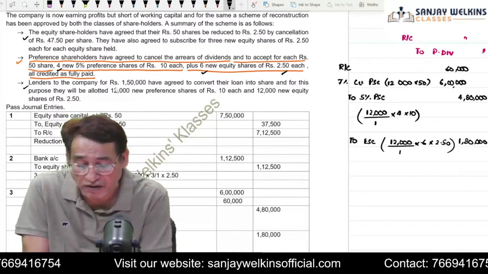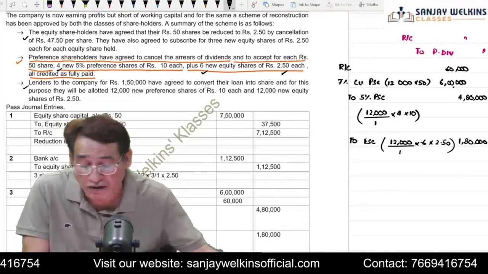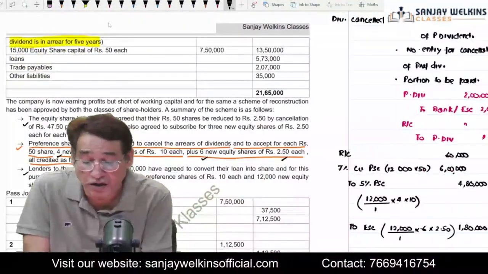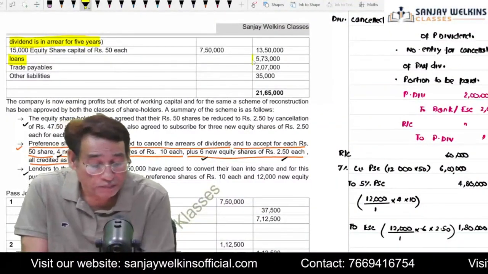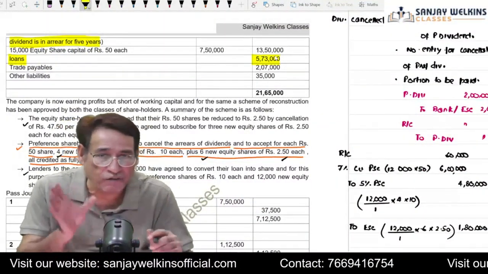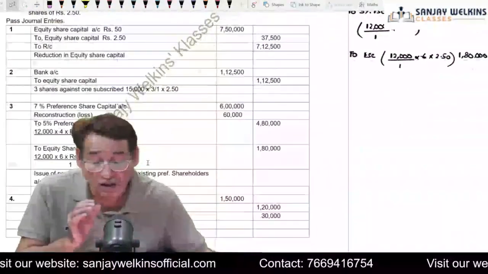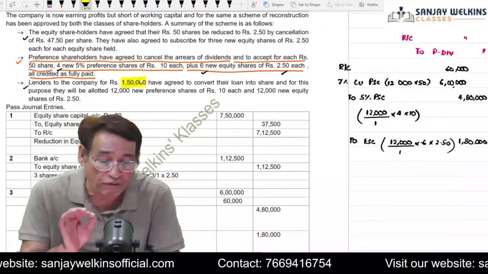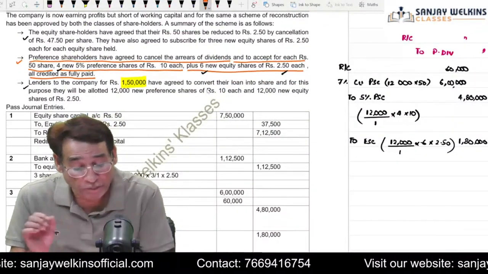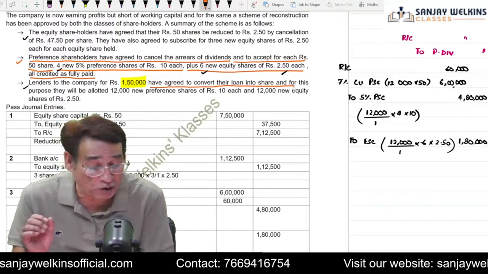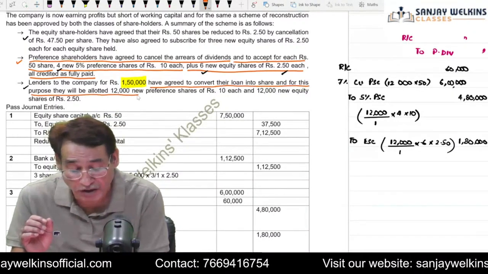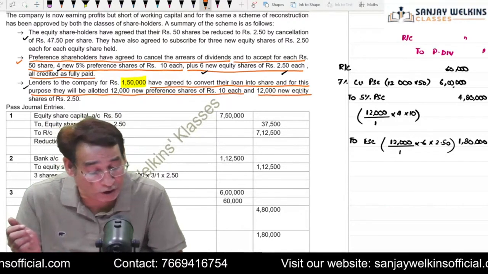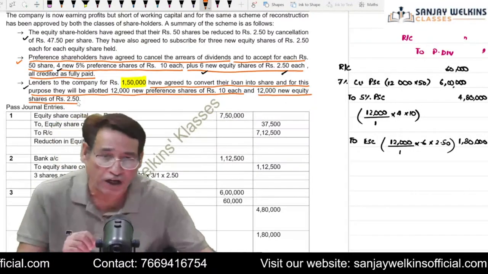Then next information is lenders to the company, 1,50,000. Lenders to the company, in the balance sheet, are given as loans. So out of 5,73,000 worth of lenders, 1,50,000 worth of lenders are telling what? They have agreed to convert their loans into shares, and for this purpose, they will be allotted 12,000 new preference shares of 10 each, and they will also be allotted 12,000 new equity shares of 2.5 each.